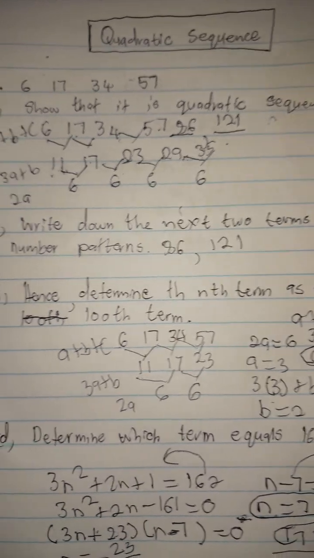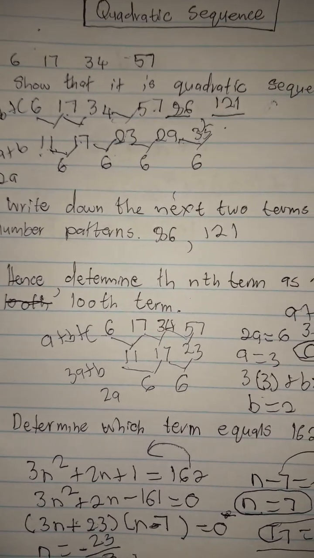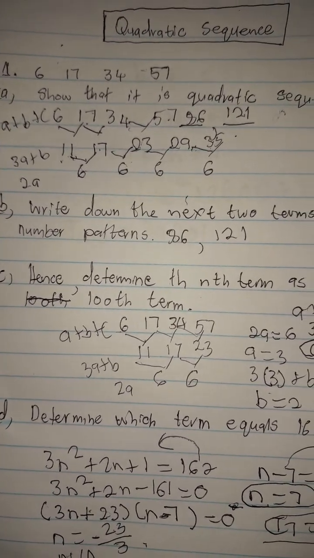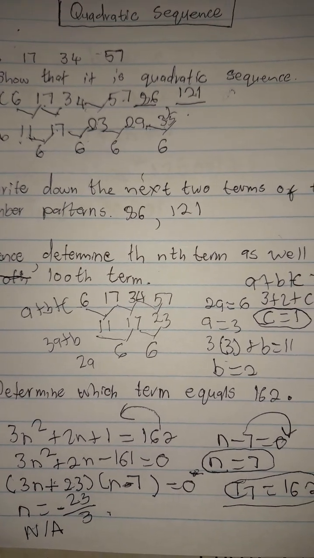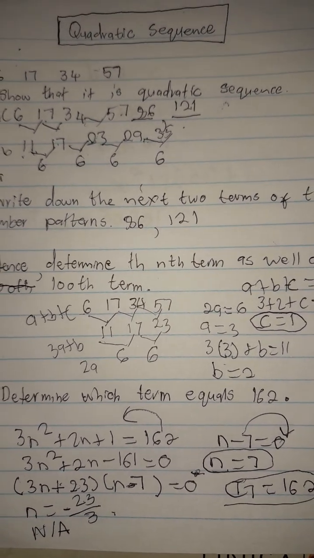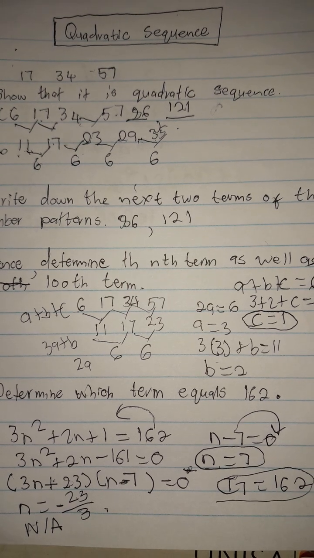Hope, guys, you did understand that a quadratic sequence consists of what? It consists of the first difference and the second difference with their respective expressions.